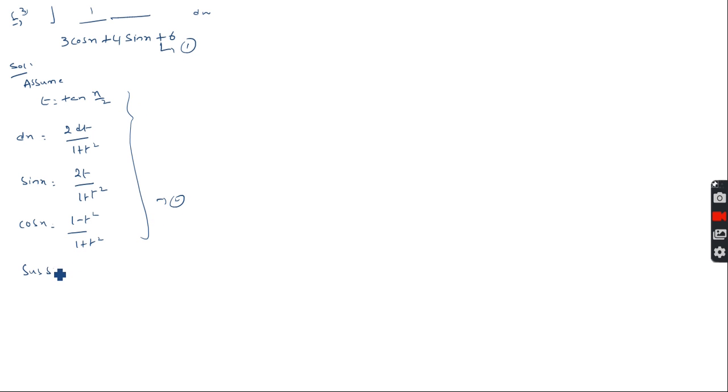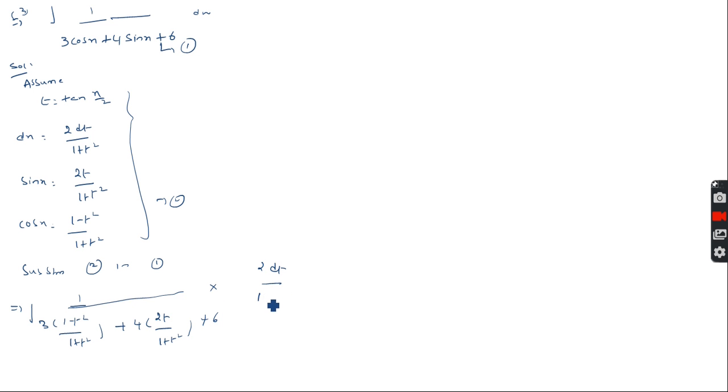Substitute equation 2 in equation 1. So we get the integral of 1 by 3 cos x, that is 3 into 1 minus t square by 1 plus t square, plus 4 into sin x, that is 2t by 1 plus t square, plus 6, into dx, where dx is nothing but 2 dt by 1 plus t square. Here the LCM is 1 plus t square.